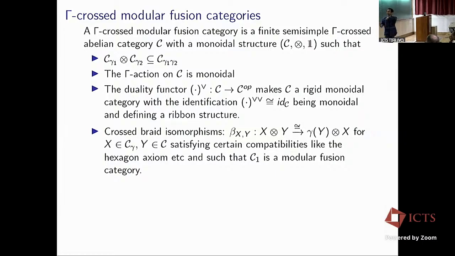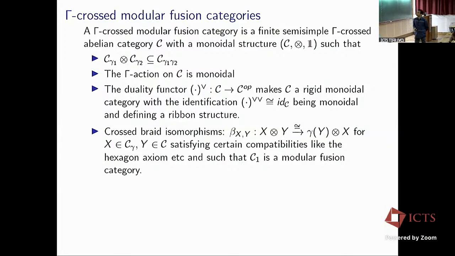I'll come to the S matrices later in the talk, but this condition can be formulated in many equivalent ways, and one of them is that a certain matrix known as the S matrix should be invertible. So that is the notion of a gamma crossed modular fusion category.